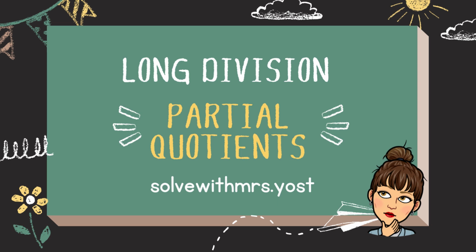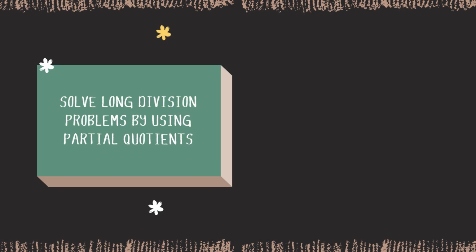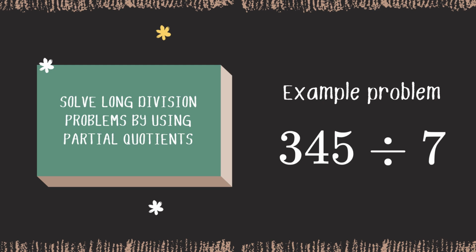Long division with partial quotients. Let's do it. Solve long division problems by using partial quotient. Example problem: 345 divided by 7.